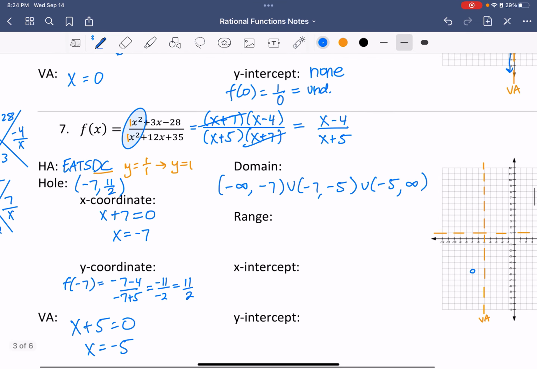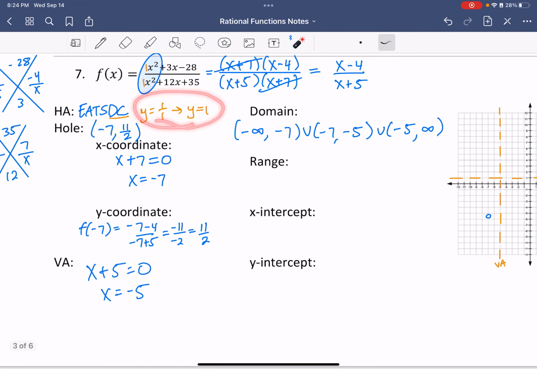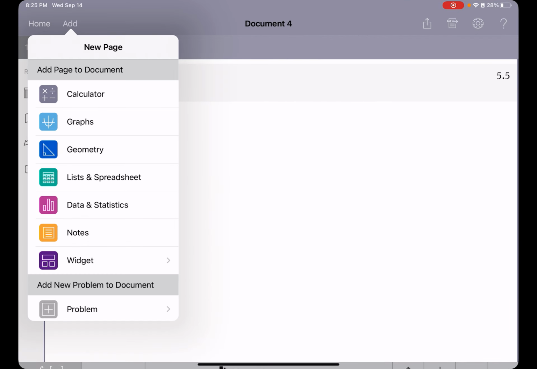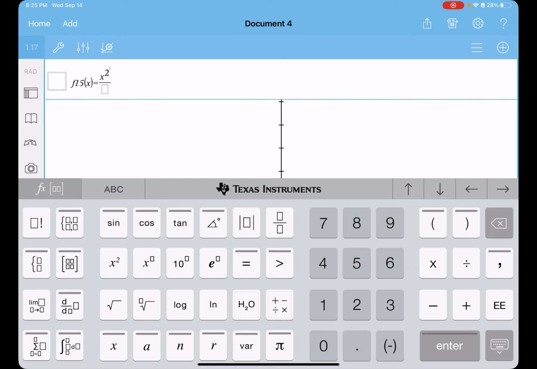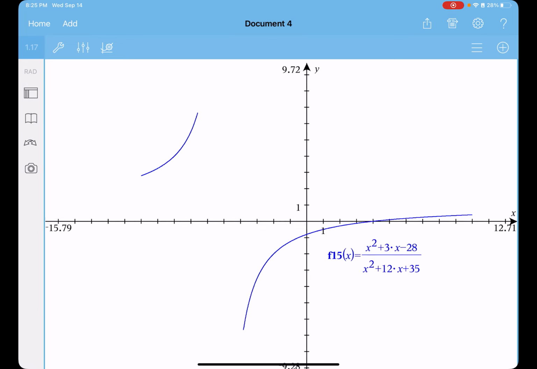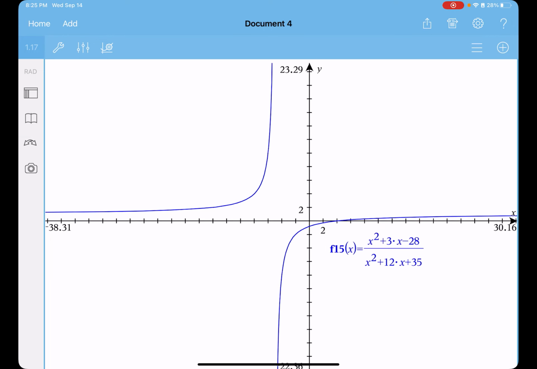Now for the range, it's usually everything except this y value and that y value, but let's graph it to make sure. So x squared plus 3x minus 28 all over x squared plus 12x plus 35. Okay, so it looks like this. So if you zoom out, there is no large gap.